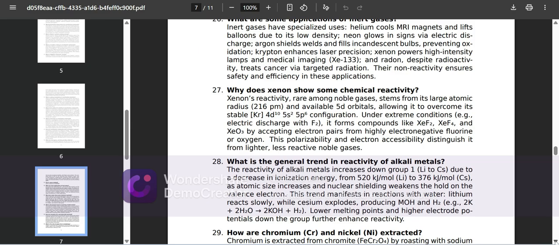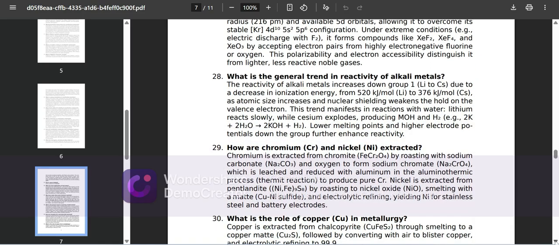It forms compounds like xenon fluorides, XeF2, XeF4, and XeO3, by accepting electron pairs from highly electronegative fluorine or oxygen. This polarizability and electron accessibility distinguish it from the lighter, less reactive noble gases.